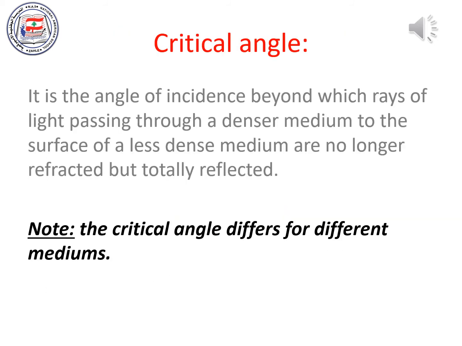As we said, in order for total internal reflection to occur, the angle of incidence must be greater than the critical angle. So what is the critical angle? The critical angle is the angle of incidence beyond which rays of light passing through a denser medium to the surface of a less dense medium are no longer refracted but totally reflected. It is a specific angle that differs according to different mediums. When the angle of incidence is greater than this specific angle, the light doesn't pass to the less dense medium. Rather, it totally reflects inside the more dense medium.